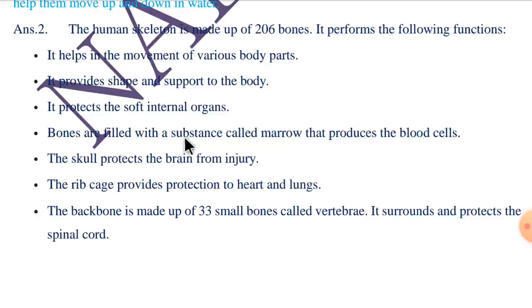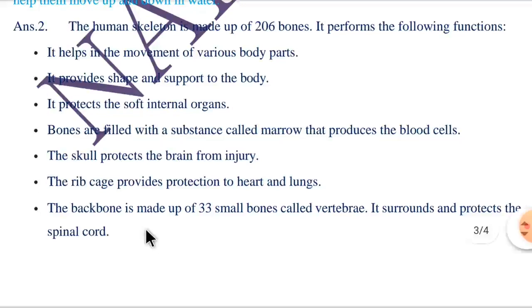Bones are filled with a substance called marrow that produces the blood cells. The skull protects the brain from injury. The rib cage provides protection to the heart and lungs. The backbone is made up of 33 small bones called vertebrae. It surrounds and protects the spinal cord. So these are the functions of human skeleton.